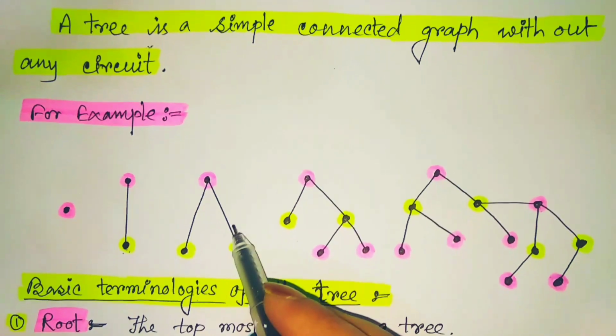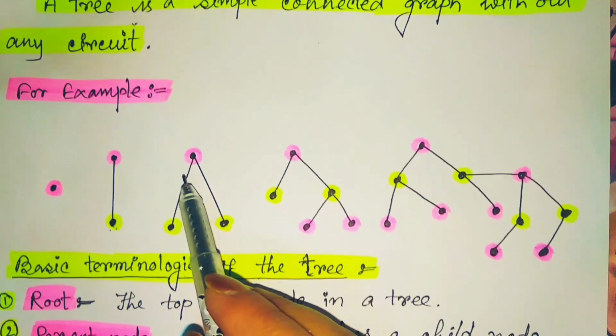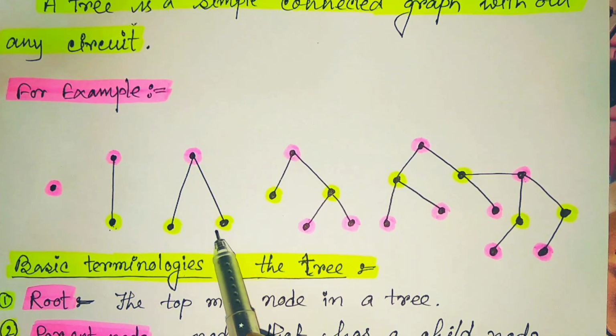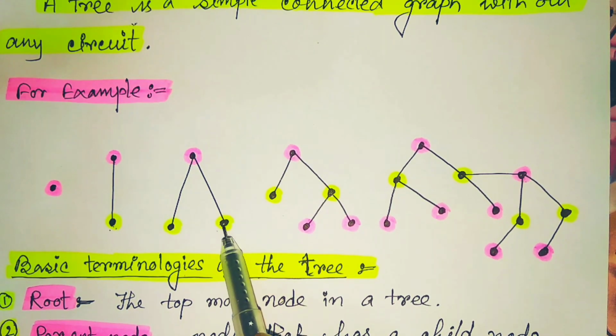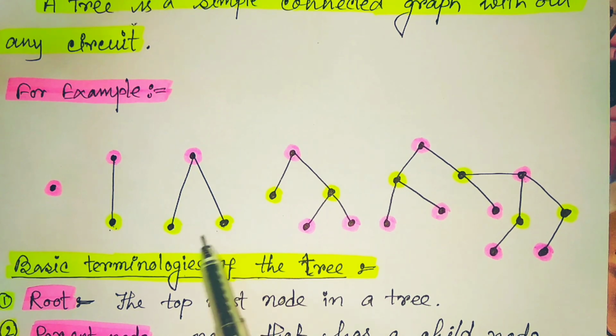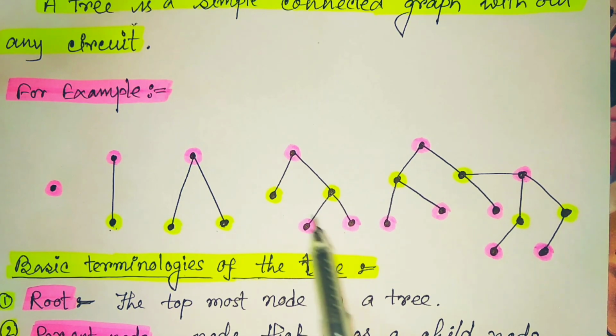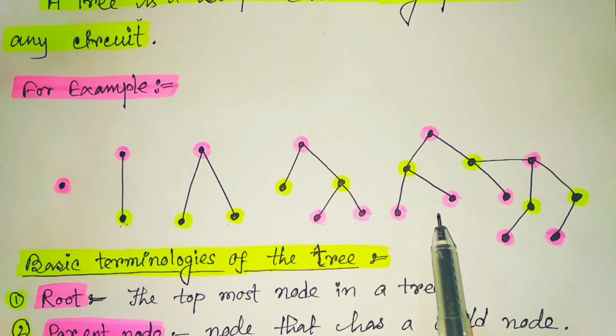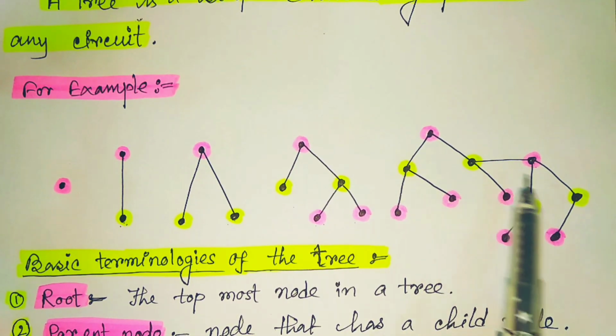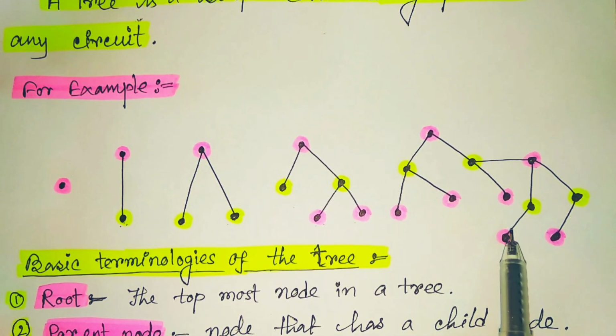For another example, we can think of a graph with three vertices. Here also this one is a simple connected graph without any circuit, so it is also a tree. Again this one, here a total of 5 vertices are given and no circuits are there, so it is also a tree. In fact, this one is again a graph without any circuit and it is a tree.